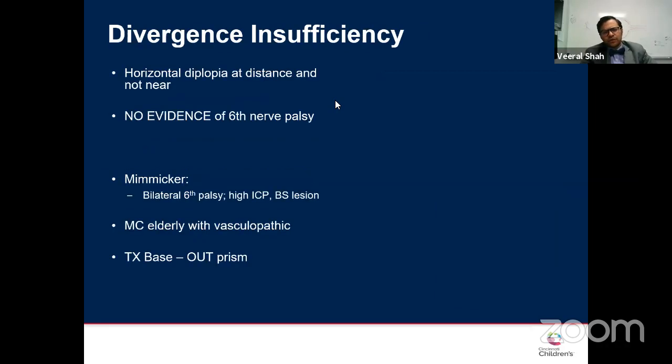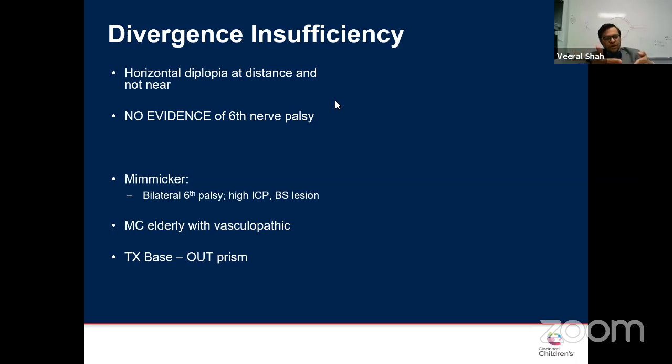And worth talking about is divergent insufficiency. So that's actually inability to go out. The main thing about this is it mirrors a sixth nerve palsy. So you better rule out a sixth nerve palsy and have a complete workup. This is a diagnosis of exclusion. It can mimic many things.